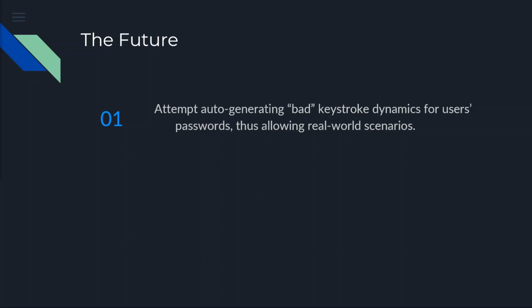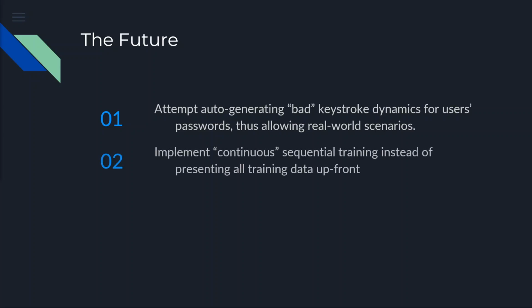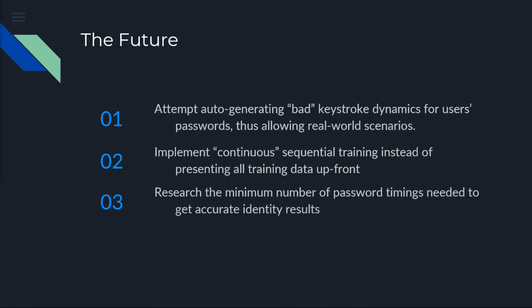This research can be improved in the future by attempting to generate negative data or find methods that do not require negative data, as well as getting closer to continuous training by feeding parts of data at a time. We could also find the minimum number of password timings to get good accuracy.